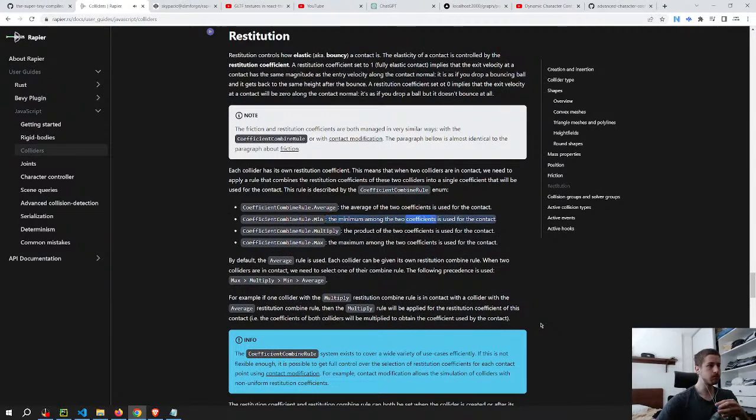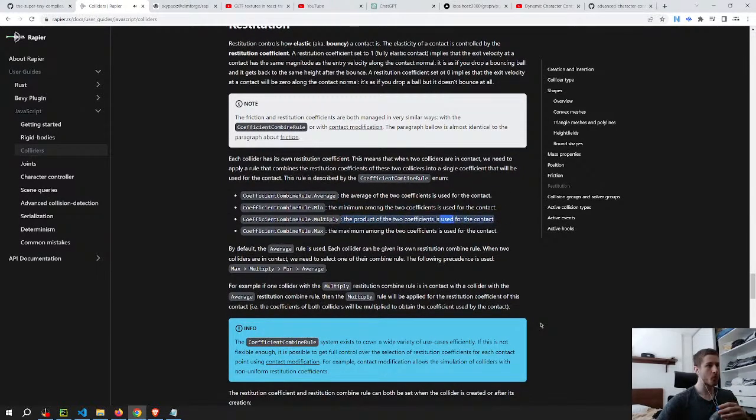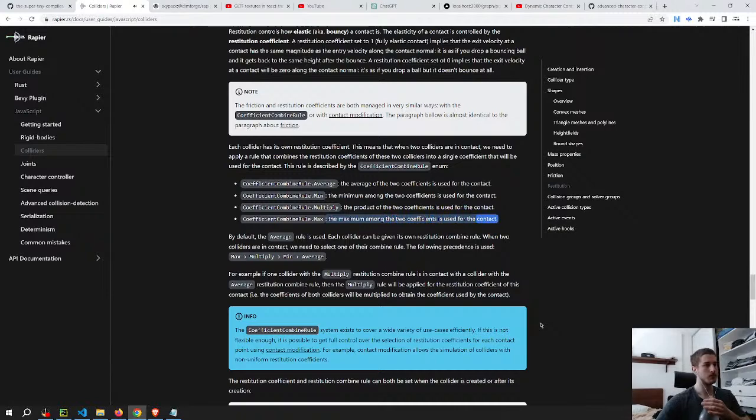CoefficientCombineRule.Min: the minimum among the two coefficients is used for contact. CoefficientCombineRule.Multiply: the product of the two coefficients is used for contact. CoefficientCombineRule.Max: the maximum among the two coefficients is used for contact. By default, the average rule is used.